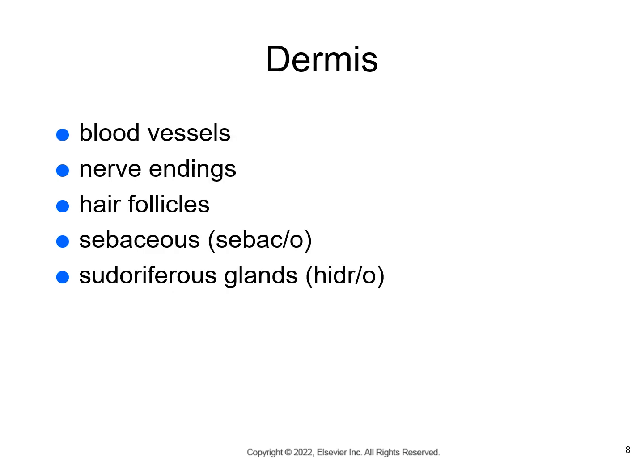Layer in depth, and it includes the blood vessels, the nerve endings, the hair follicles, and again we see sebo as sebaceous, and we see hydro as sudoriferous glands.